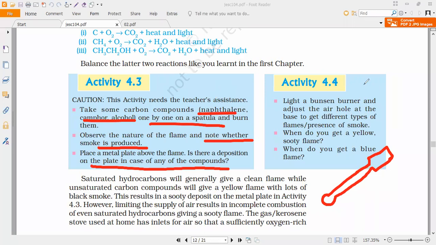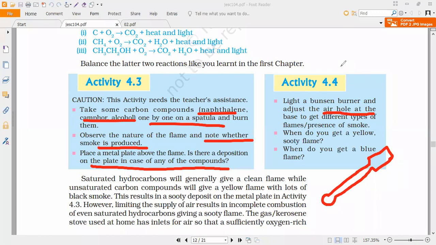In the same way, activity 4.4: light a Bunsen burner and adjust the air hole. You might all know the air hole. We will get different types of flame in the Bunsen burner. Yes or no? Yellow flame, blue flame, or none needed. As we know, wood is also a carbon compound. It will burn the wood, and LPG is also a carbon compound.